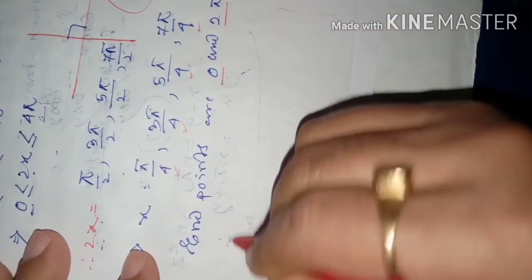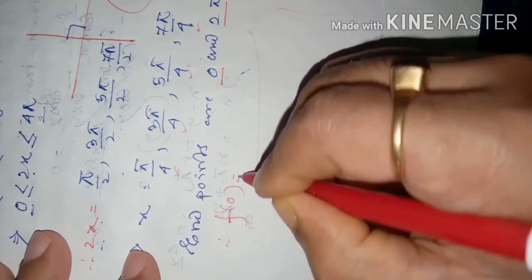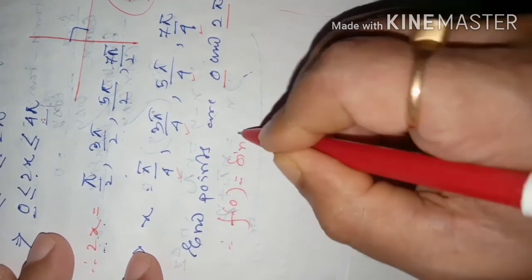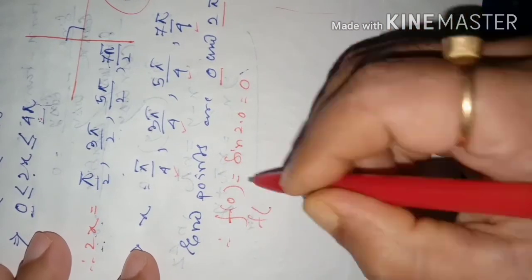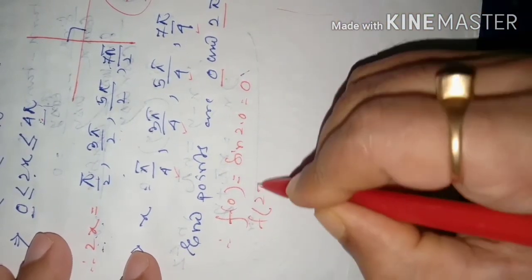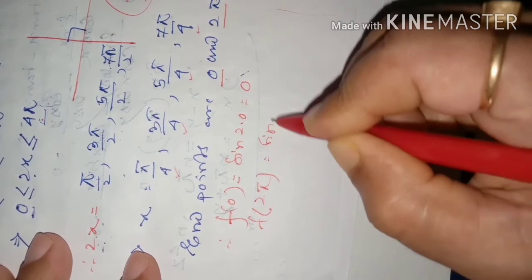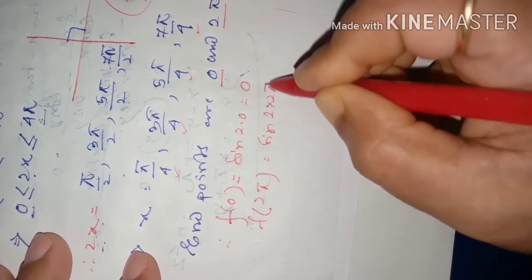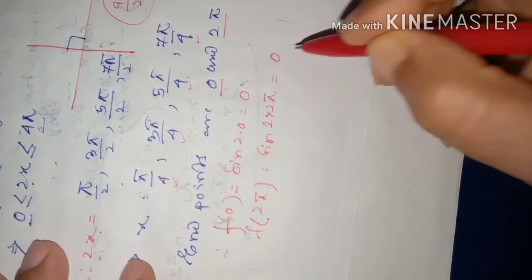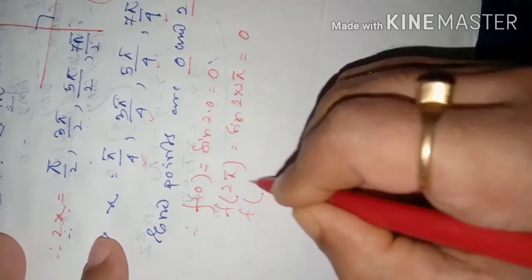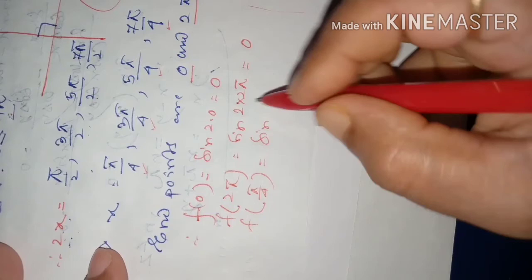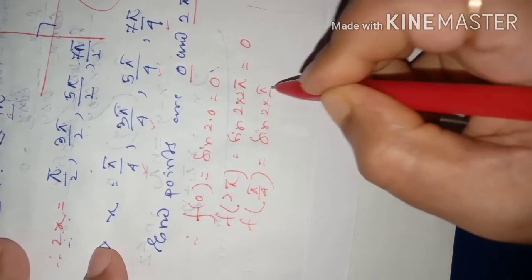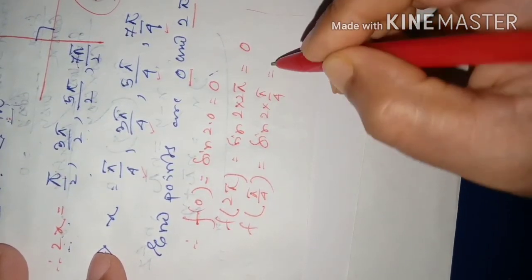So therefore f(0): f(0) means sine of 2 into 0, that is sine 0, which is equal to 0. f of 2 pi also we find out. If we take 2 into 2 pi, that is 4 pi, it is equal to 0 only. Then f of pi by 4 is equal to sine of 2 into pi by 4, that will give us pi by 2. Sine pi by 2 is 1.